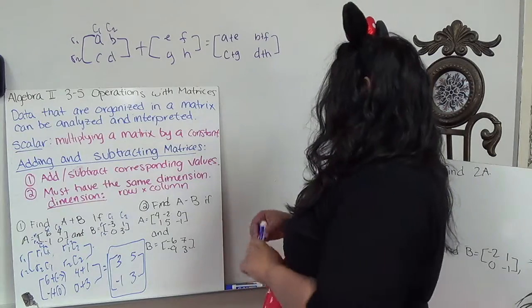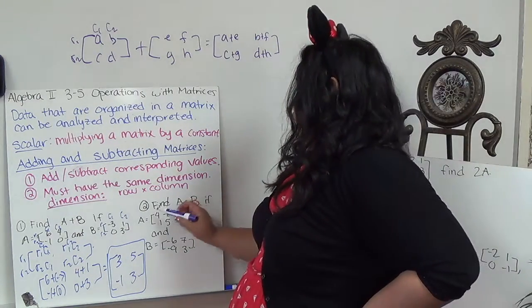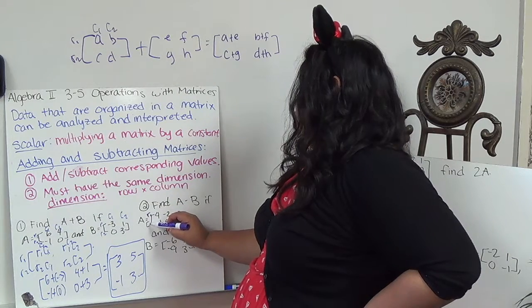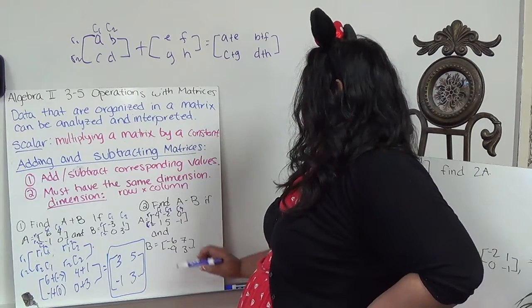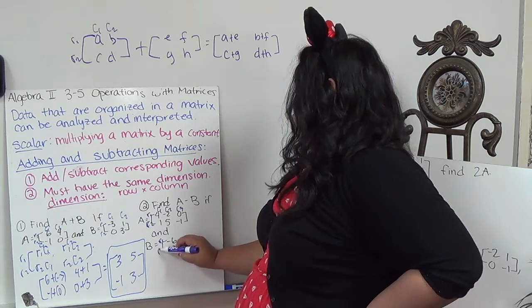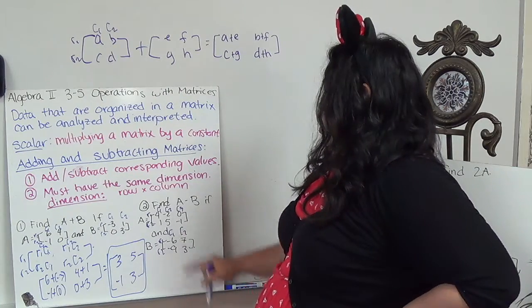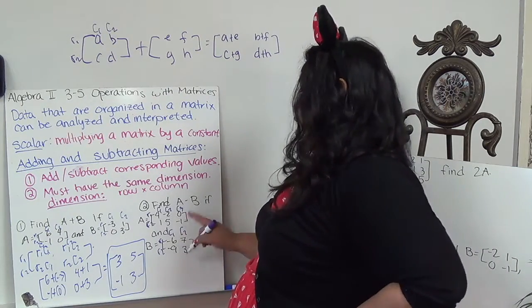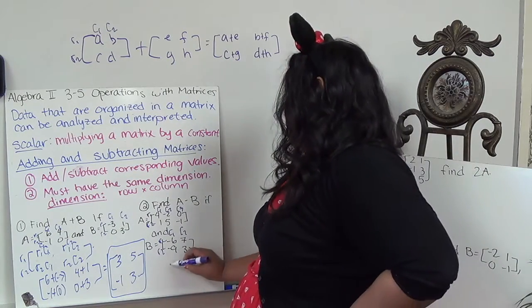My next one, they want me to subtract A from B, and here I have row 1, row 2, then column 1, column 2, column 3. This one I have row 1, row 2, but I only have column 1 and column 2. Because they are not the same dimensions, I can't add or subtract. I can't do anything, so this is no solution.